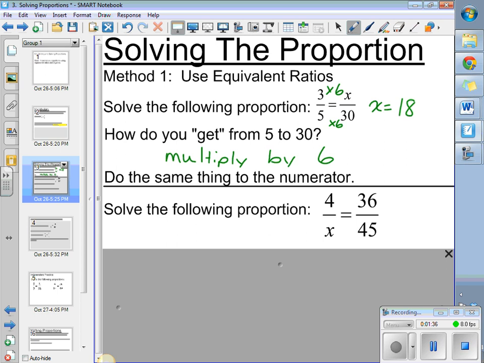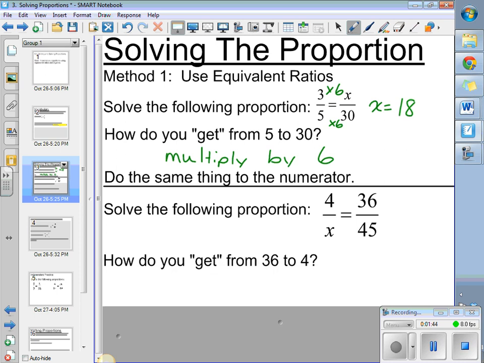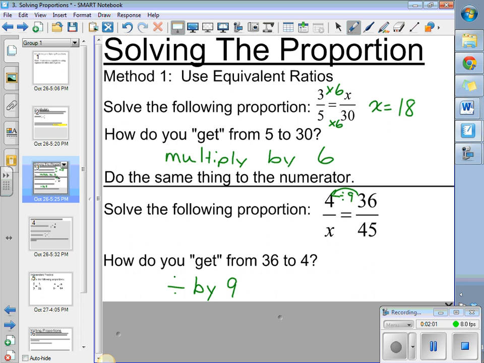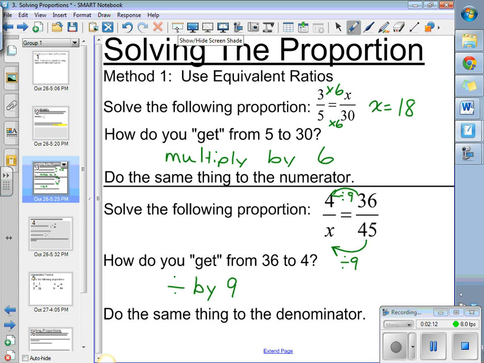So we're going to solve this proportion right here. 4 over x equals 36 over 45. How do you get from 36 to 4? You divide by 9. So, if we go this way, we divide by 9. So going this way, we divide by 9. And our answer then is that x is 5.